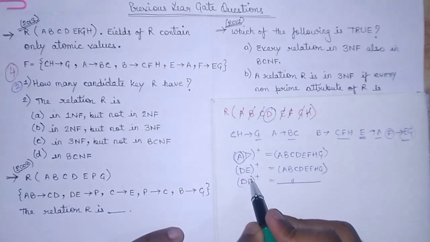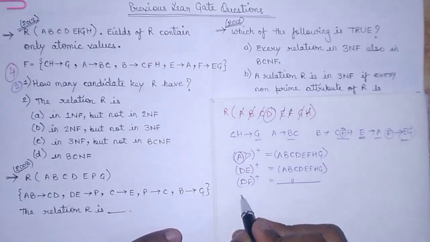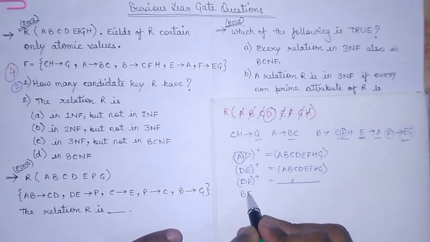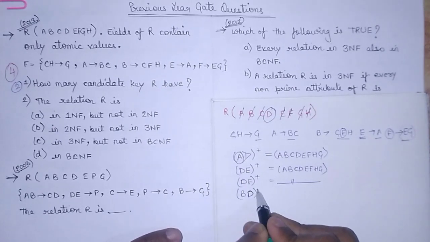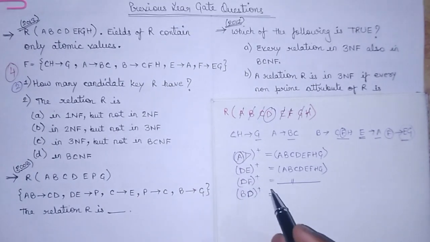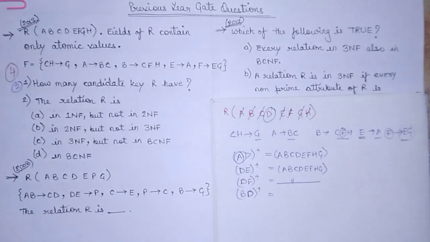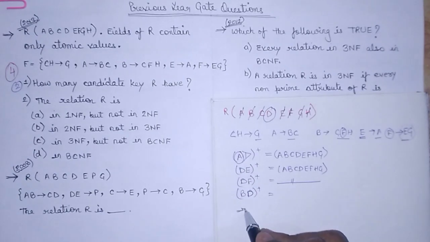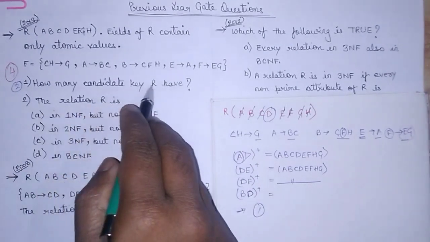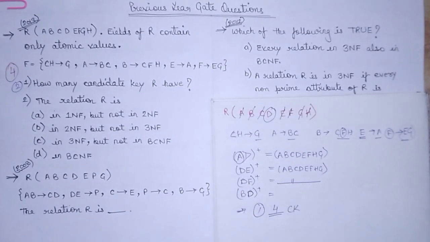Now you can check that this F can be derived from B. So BD is also one possibility. Now you can check that you cannot derive any of these via this particular functional dependency. So here you can see that there are 4 candidate keys. So this is the answer of the first question, that is, how many candidate keys R has. 4 candidate keys is the right answer. So this is for 2 marks.